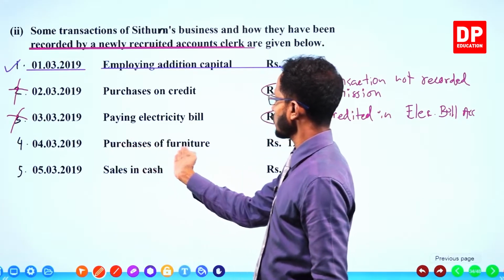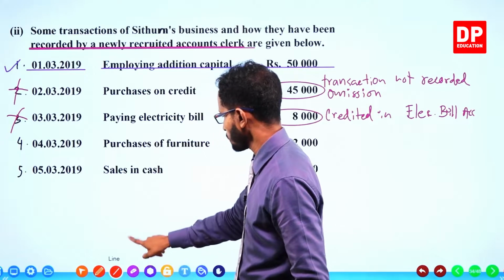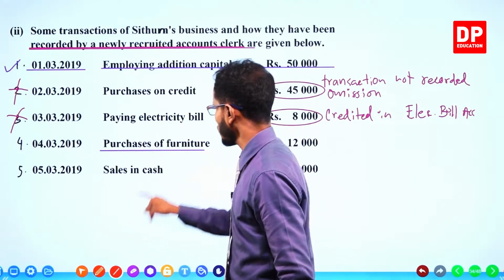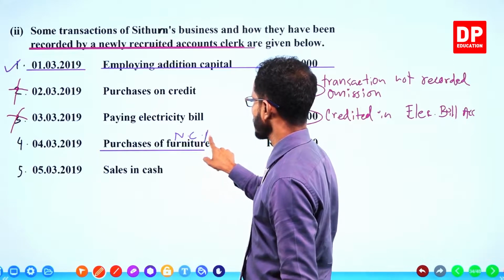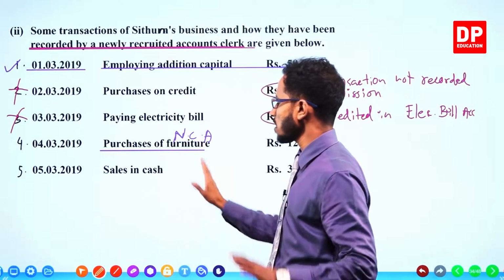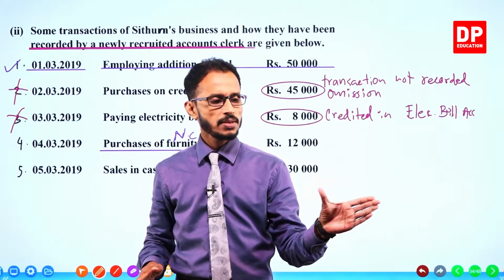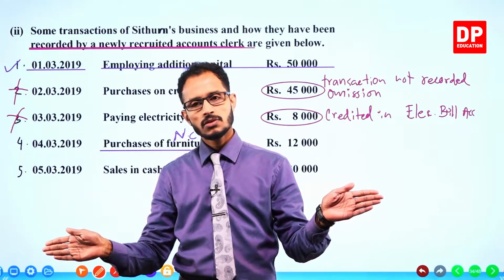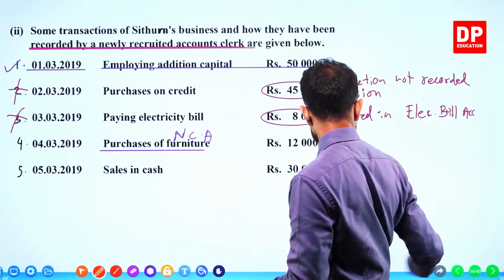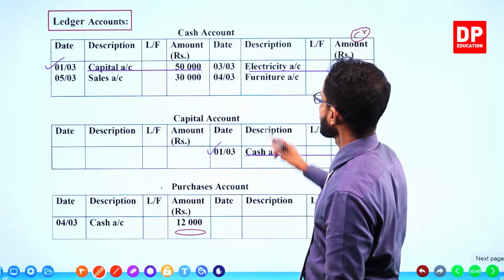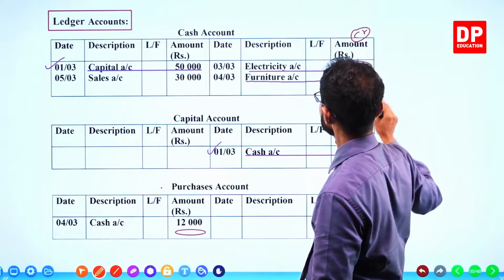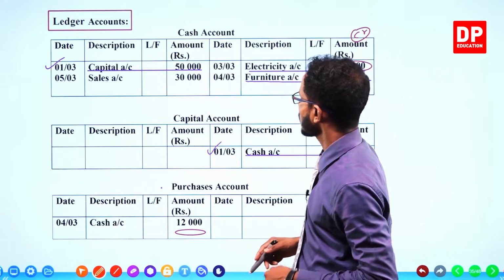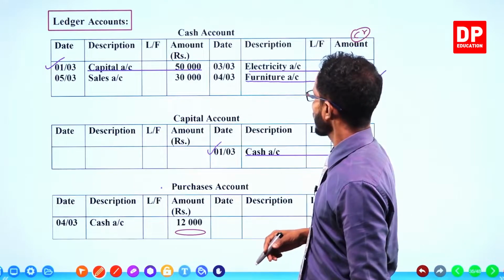See, it's purchasing of furniture. Furniture is a non-current asset. Non-current asset purchases are not debited to the purchases account. Should be debited to the relevant asset account. So furniture debit, cash credit. Let's see. Cash credit, furniture, that is done correctly. Okay, this is done correctly. Cash credit.